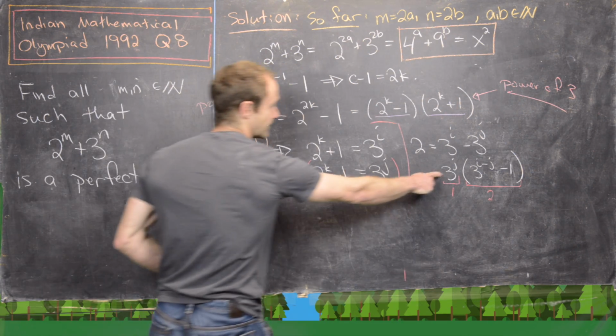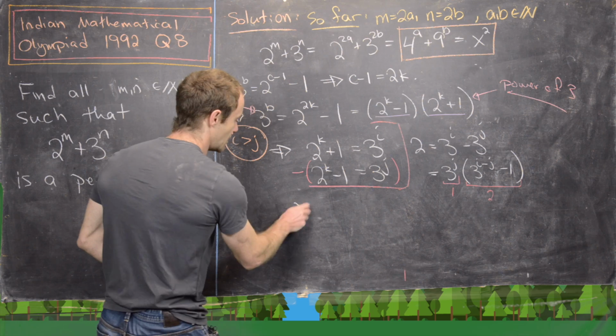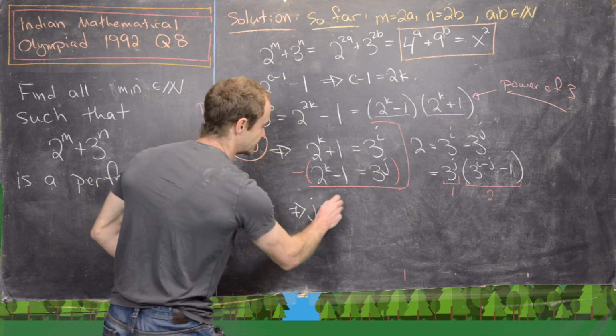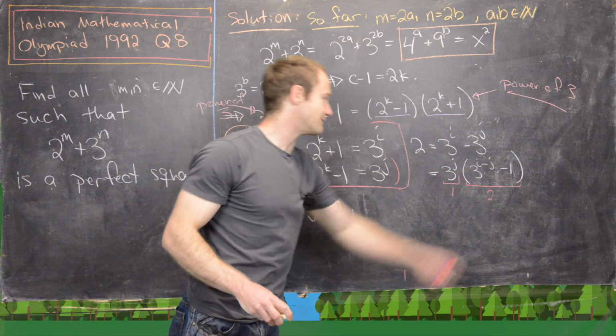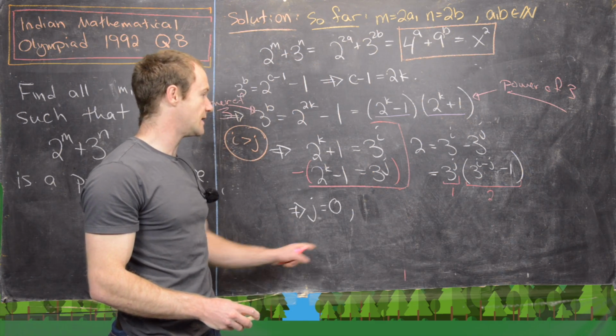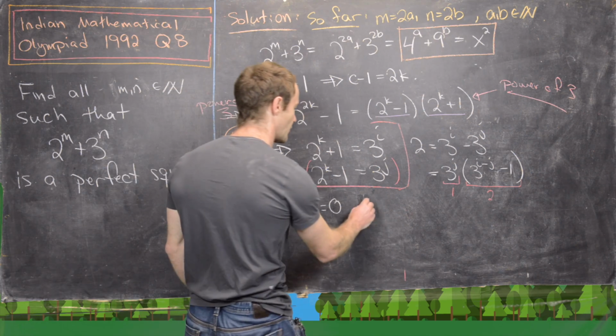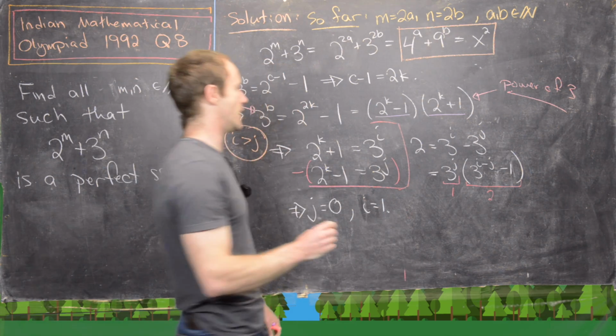So in other words, if 3 to the j is equal to 1, we see that j is equal to 0. So 3 to the 0 is 1. And this tells us that i minus j is equal to 1. And since j is equal to 0, we have i is equal to 1.